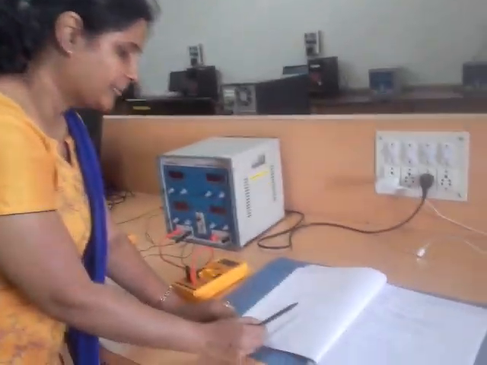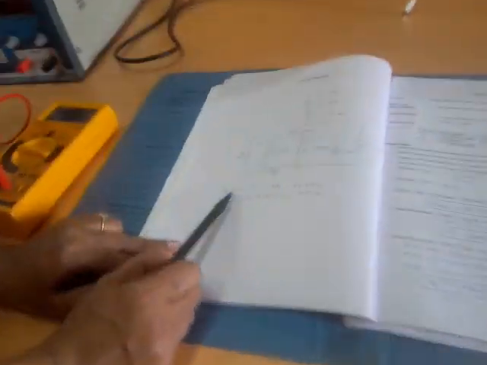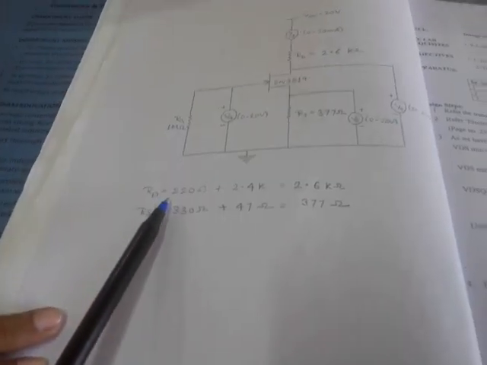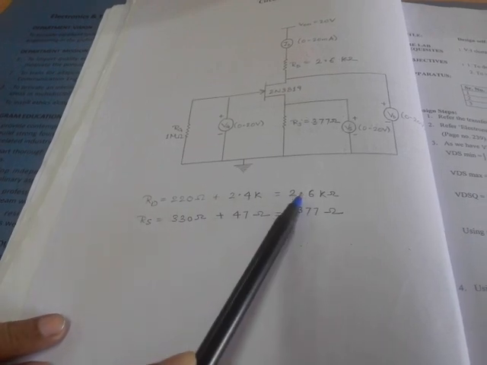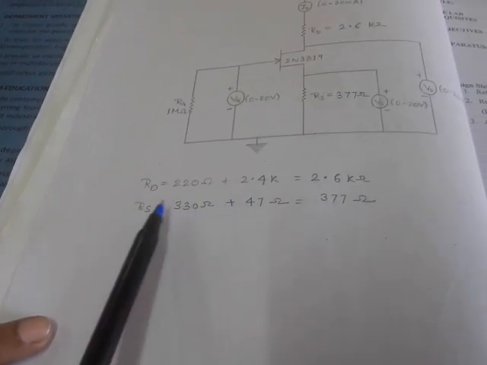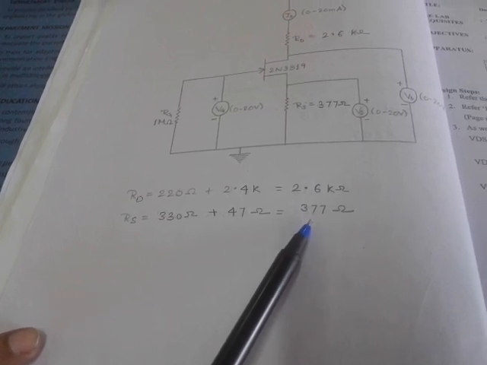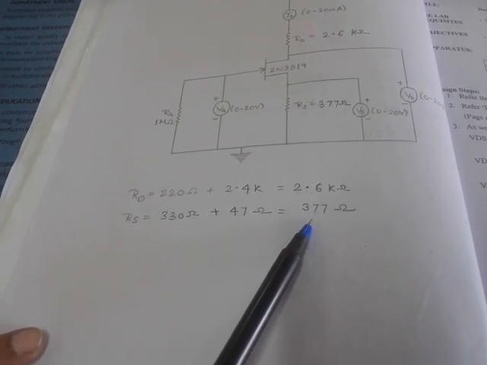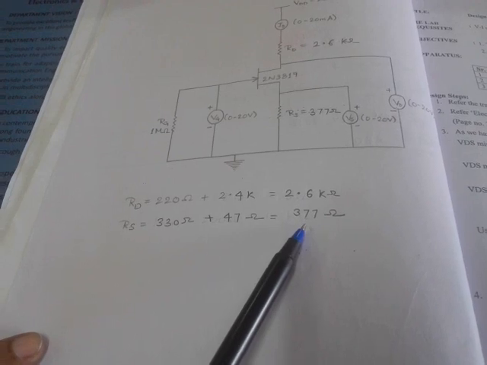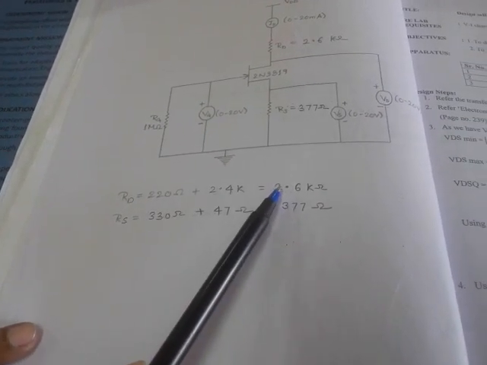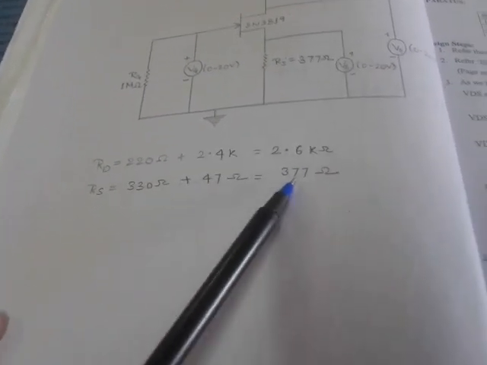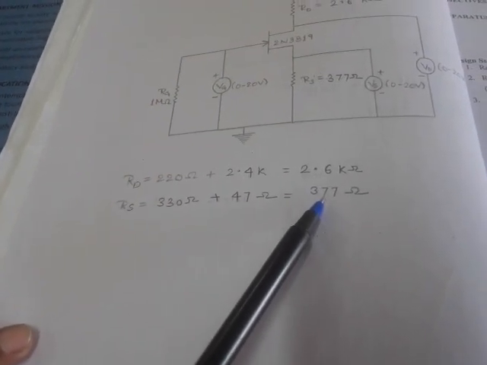Like this. So we got RD value as 2.6 kilo ohm and RS as 330 ohm. But the resistance values which are available are in standard form only. So we don't get 2.6K or 337 ohm resistor value as it is.